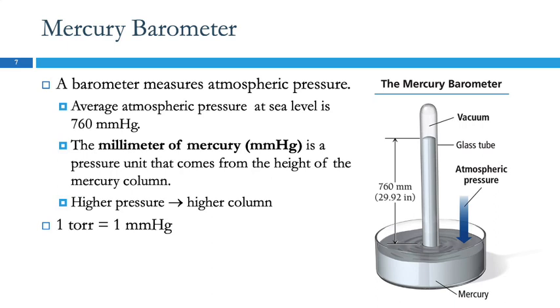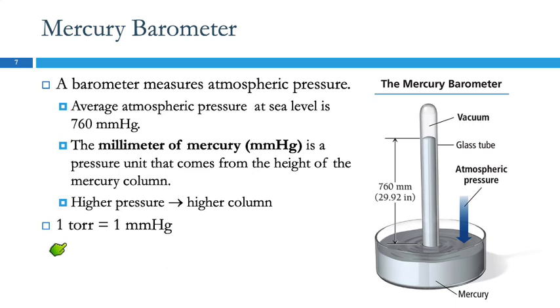So 760 millimeters of mercury is the average atmospheric pressure at sea level. If we have higher pressure outside pushing down, then the column of mercury will be taller. And if we have less pressure in the atmosphere, then the column will be shorter. So millimeter of mercury is a unit of pressure. Torr is also a unit of pressure. They mean exactly the same thing.